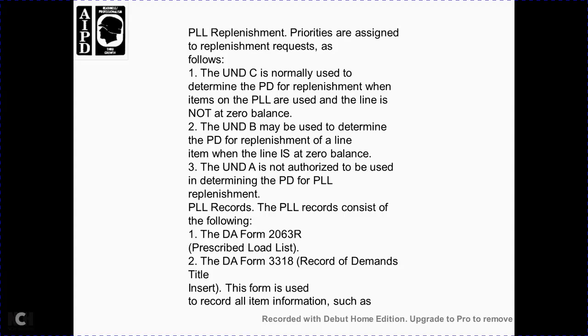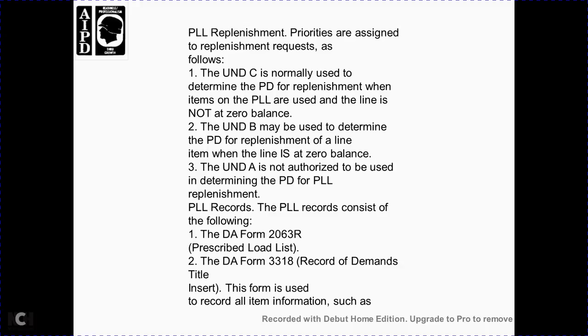For prescribed load list replenishment, the priorities are assigned as follows. For UND C, you normally determine the priority designator for replenishment of the prescribed load list line that does not have a zero balance. For UND B, you determine the priority designator for the replacement of the prescribed load list line at zero balance. The UND is authorized to determine the priority designation for replenishment of the prescribed load list.